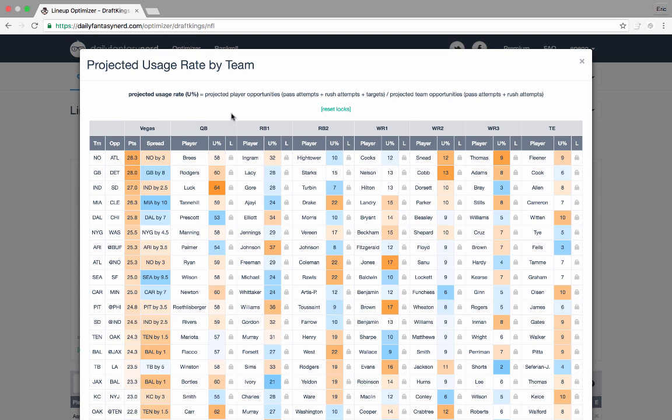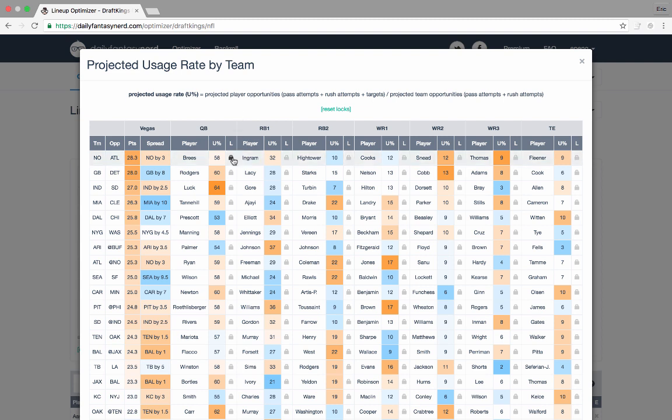So I hope that this feature will be helpful for you. This is a feature that I've been really excited about putting together, that I'm going to be using a lot in my own GPP roster construction, as well as my cash roster construction.